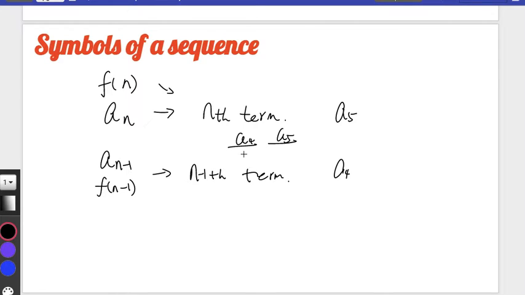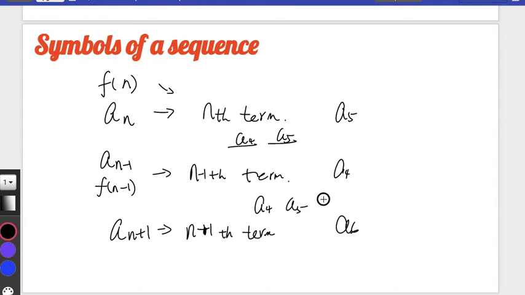So n minus 1 is the term before the nth term, and n plus 1 is the (n+1)th term. For this case, it's going to be a6. Then you can imagine a4, a5, a6. So a6 is the term after a5. So n plus 1 is the term after a_n.